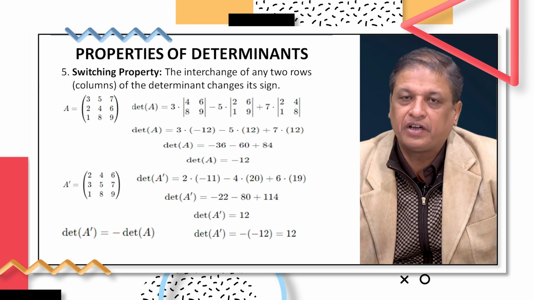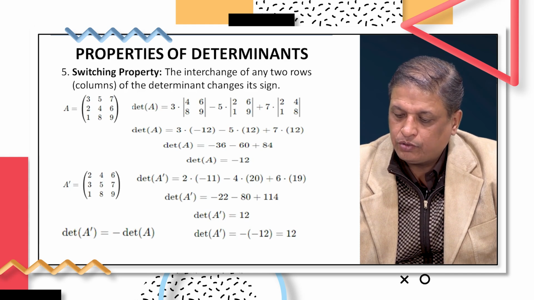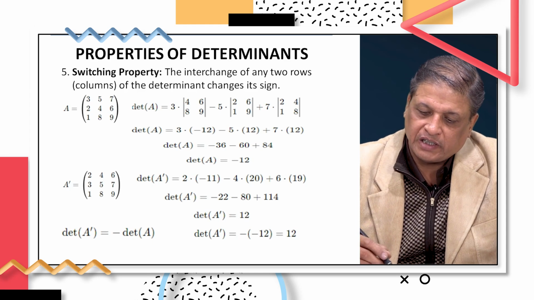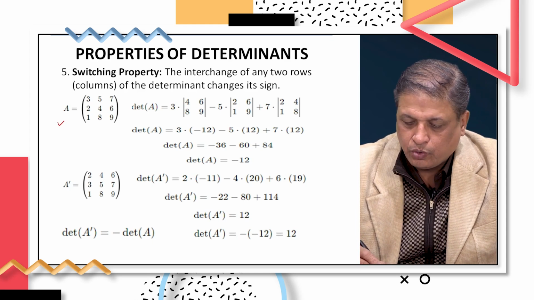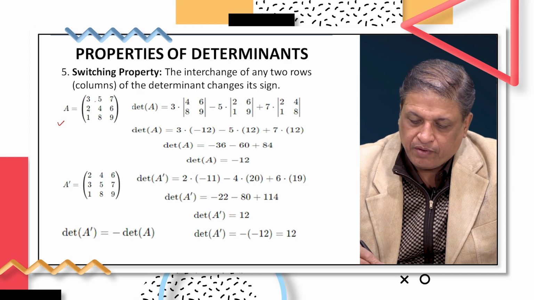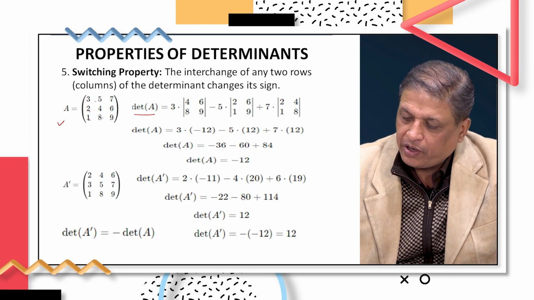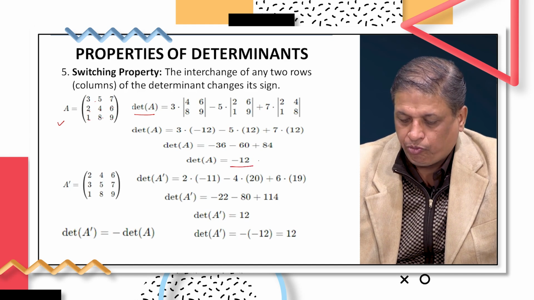So that means if we interchange the rows or columns, then the sign of the determinant is changed. Let's understand it with the help of an example. Say the matrix A is given to us: 3, 5, 7, 2, 4, 6, 1, 8, 9. We calculate the determinant of A, and it turns out to be minus 12.